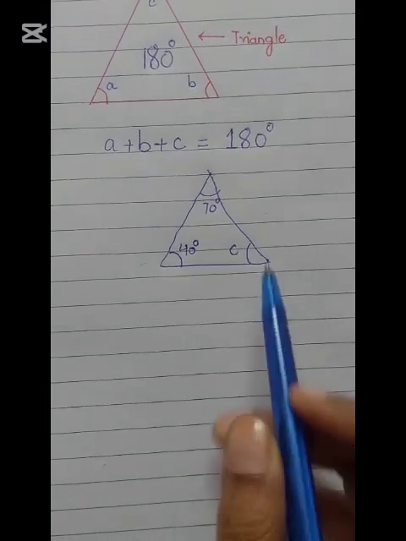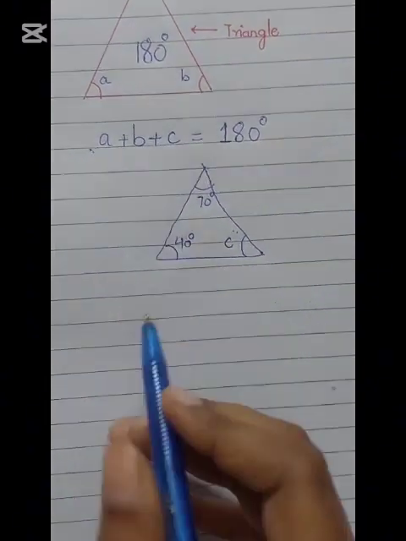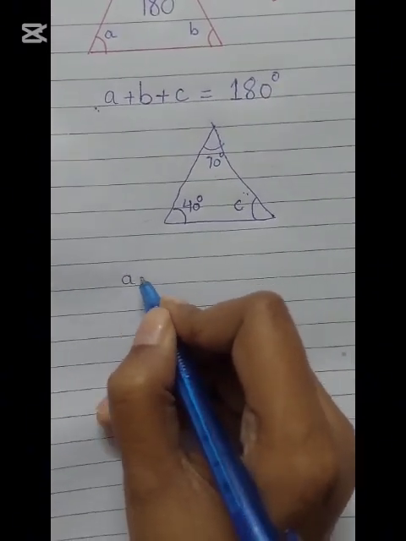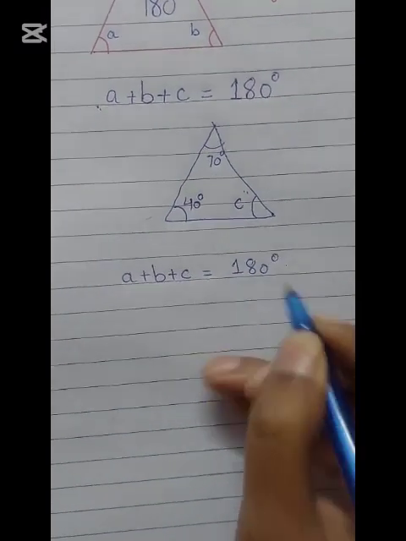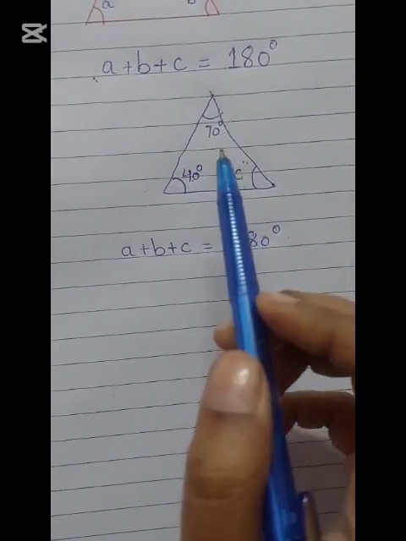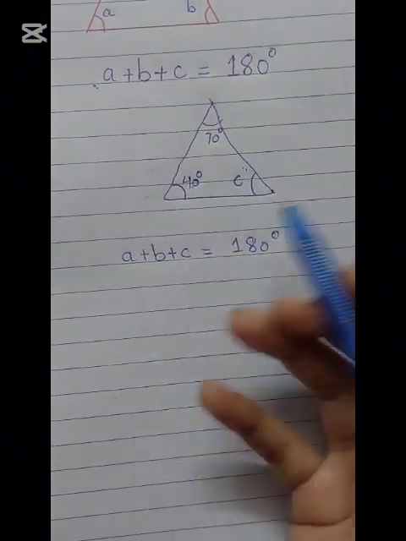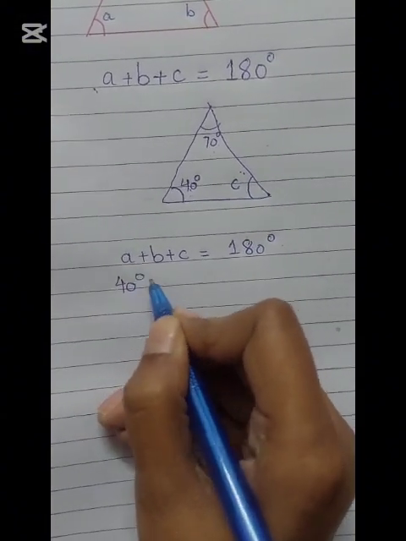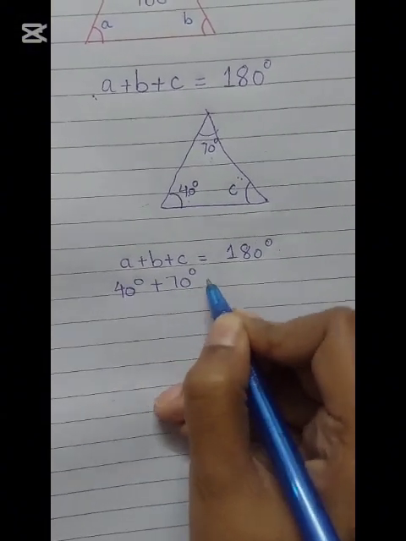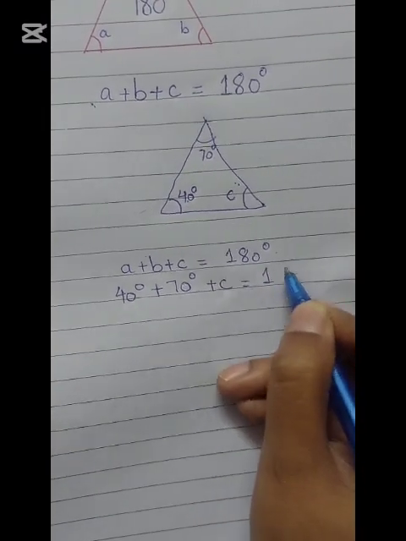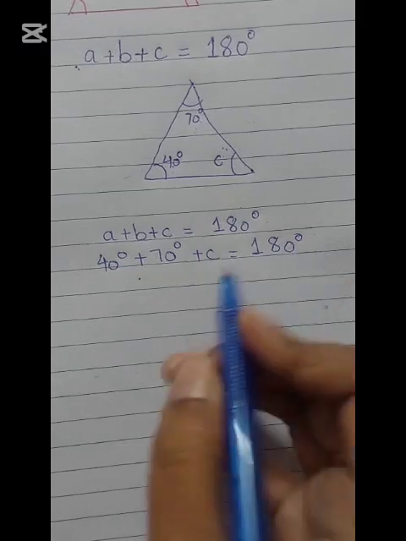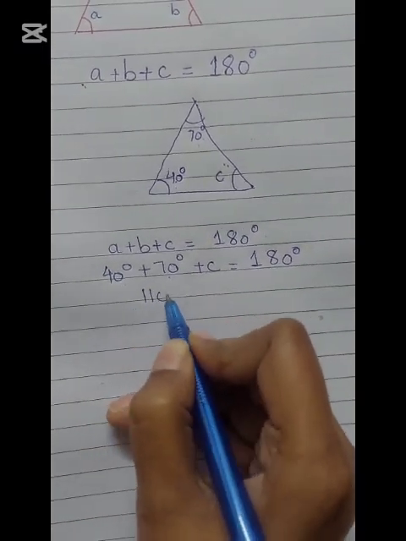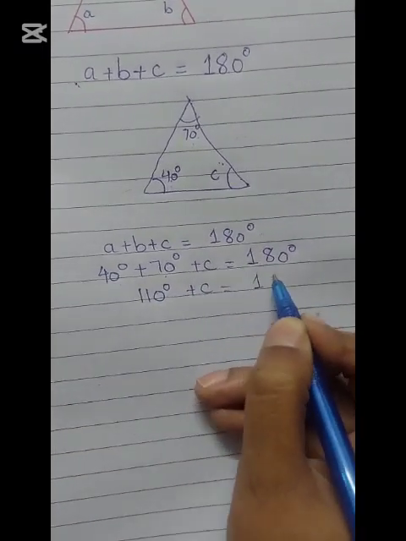So how can we find that unknown angle? By using this equation. We know the sum of three angles is always equal to 180 degrees. We have two given angles, A and B. I put A as 40 plus B as 70 and the third unknown equal to 180. So solve these two values first: 70 plus 40 equals 110, plus C equals 180 degrees.